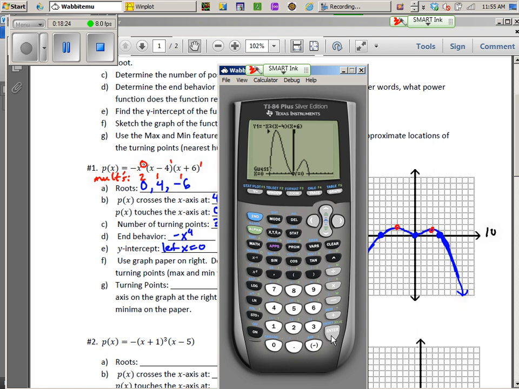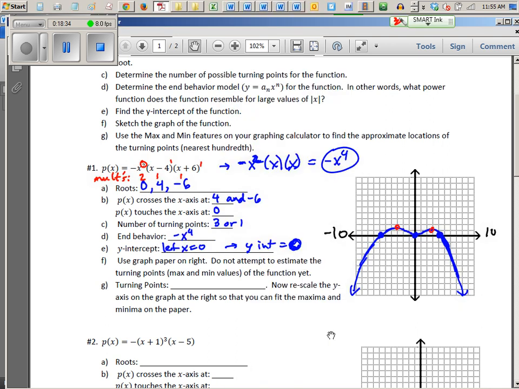And then when it asks me to guess, I never do. I just press enter a 3rd time. It found it. It's at -4.29, comma 260.9. So I'll write that on here under where it says turning points. So -4.29, comma 260.9. Nearest hundredth, right? Nearest hundredth. Okay.